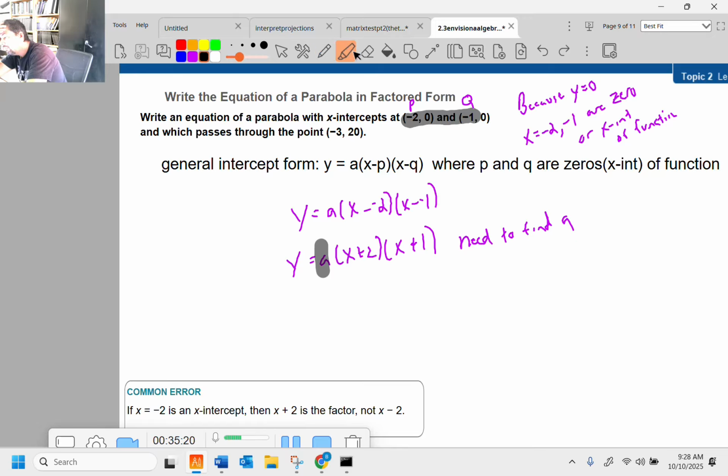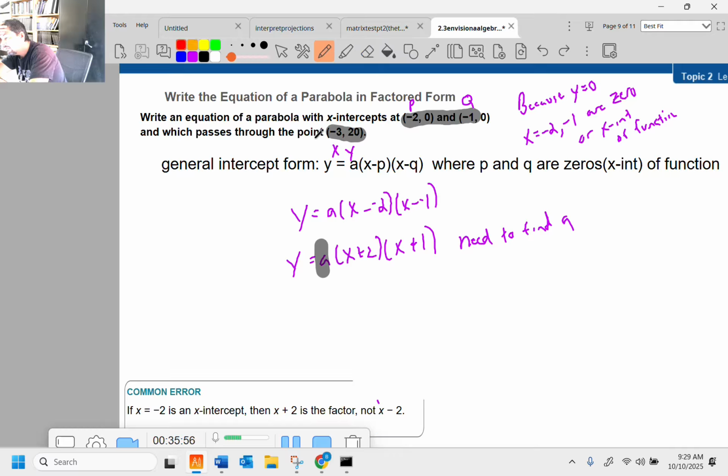Well, that's what the other point's for. The other point is going to give you an x and a y. And you've had some practice with this on vertex form of plugging numbers in, so it's not a new skill, at least in Algebra 2. And so let's go at it. And oh, by the way, you see this little note down here? If x equals -2 is an x-intercept, then x plus 2 is the factor, not x minus 2. Man, I bet 40% of students do this. It is such a common error. Boy, it's common.